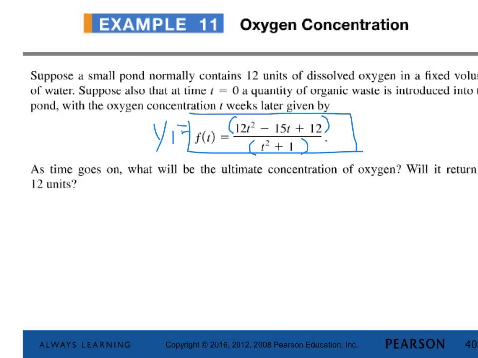Take notice of the fact that this function will always exist. There is no value of t such that t squared plus 1 would ever equal 0. So that function will always exist. It doesn't have any undefined places. Just to start investigating this function, let's think about what happens when the function is 2.